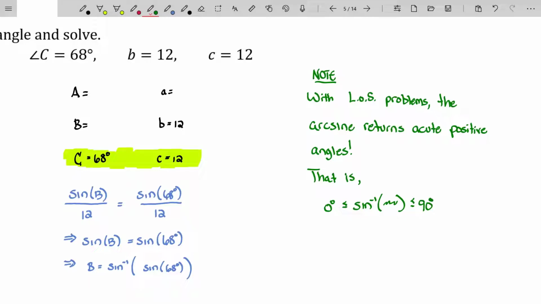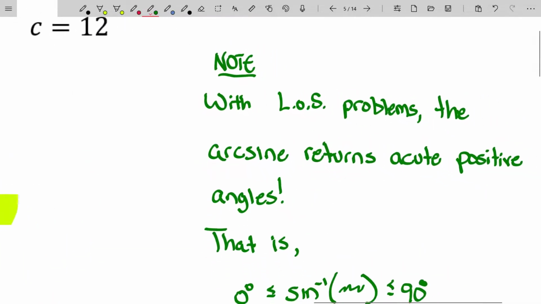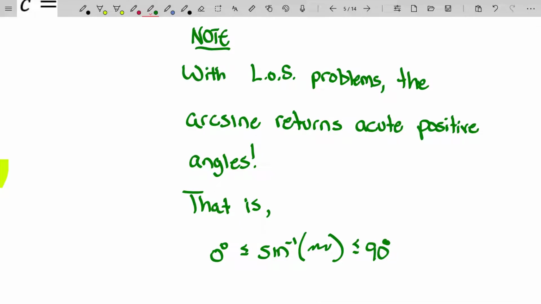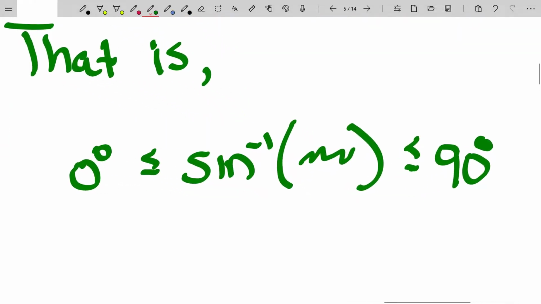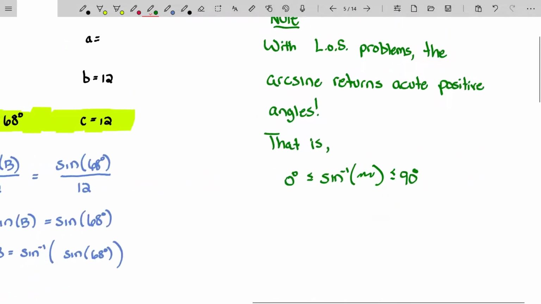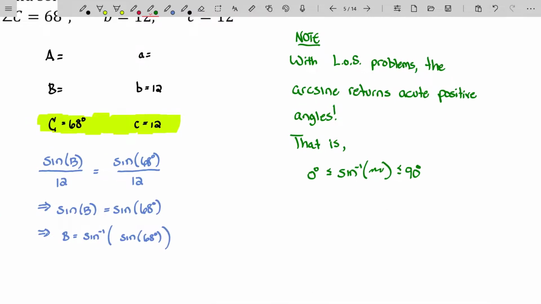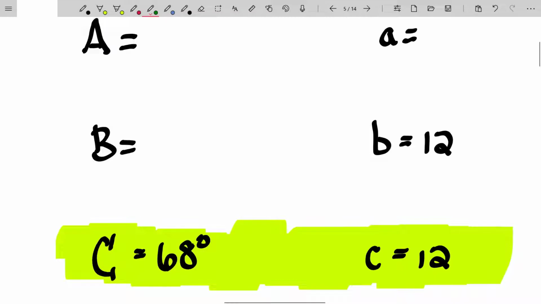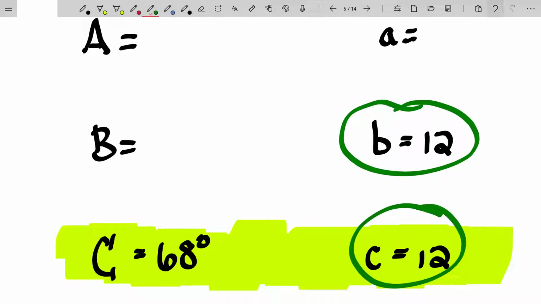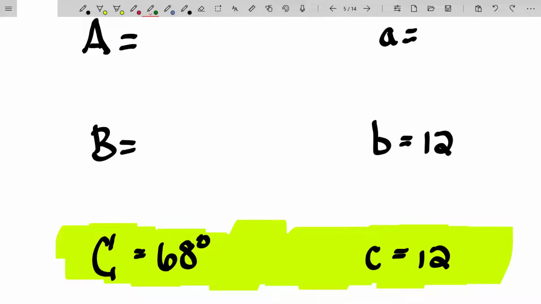So with law of sines problems, and that's what LOS means, the arc sine, which is what you're going to use when you're doing law of sines, returns acute positive angles. That is, the sine inverse will be an angle between 0 degrees and 90 degrees. That's going to be a big issue in the long run, because what if the angle opposite side B here was greater than 90 degrees? It's not, because side length B is the same as this side length C, but what if side length B was huge, like 100 or some silliness like that? Then the angle B must be greater than 90 degrees.